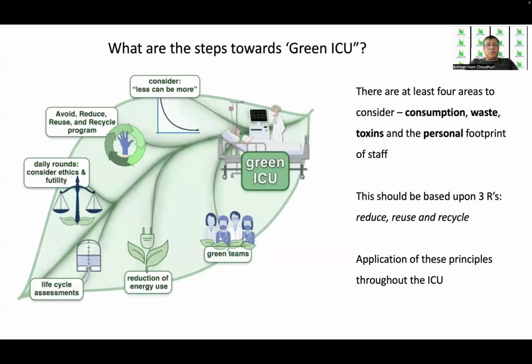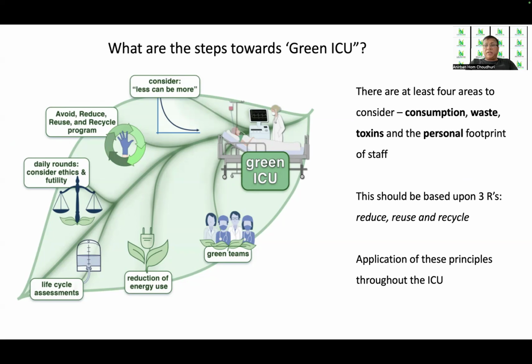So what are the steps towards a green ICU? There are at least four areas we have to consider. One is the area of consumption, waste, toxins, and personal footprint of the staff. We always need to consider that in the ICU, less can be more. To contemplate this less-can-be-more principle in practice, we have to understand that certain actions should be forcefully controlled if they are felt to be of limited interest or of no interest to the patients. Avoid, reduce, reuse, and recycle program.